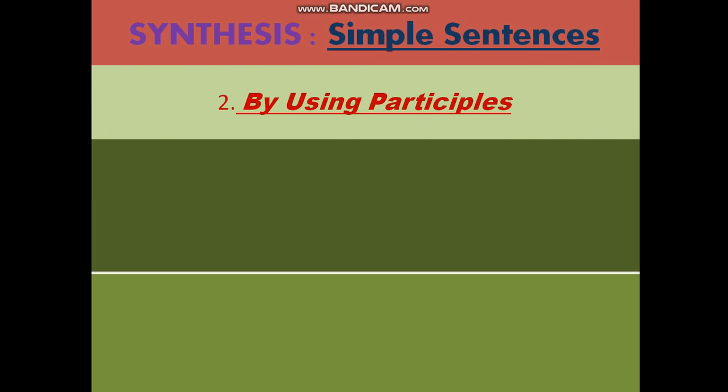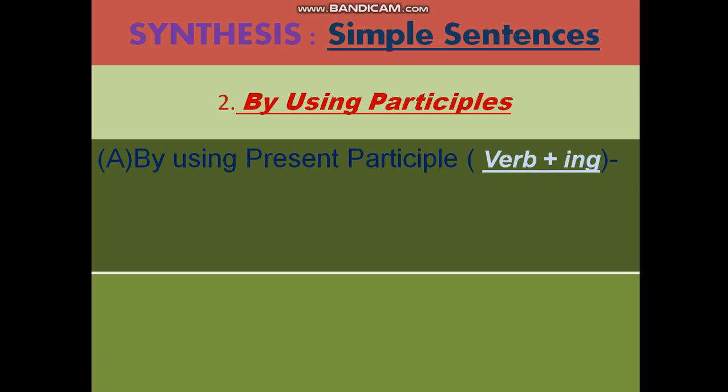There is another way of combining two or more simple sentences into one simple sentence, and that is by using participles. Participle is a verb working as an adjective. There are three types of participle: present, past and perfect. In present participle we have verb plus ing, and in past participle we have the third form of the verb working as an adjective, and in perfect participle we have having plus the verb's third form. Here we will use first the present participle, means verb plus ing.